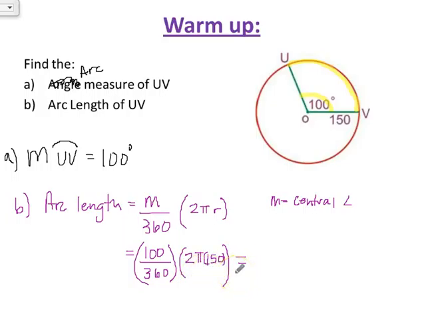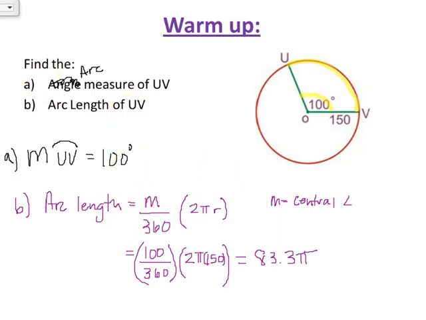So I'm going to take 100, divide it by 360, and then I'm going to take that answer and multiply it times 2 times 150, or 300. So 100 divided by 360, multiply that times 300, because I know 2 times 150 is 300, and I got 83.3 pi. I'm just going to round to 1 decimal place. And we would want to do units of measurement if we did have any. All right, so that's our answer there.